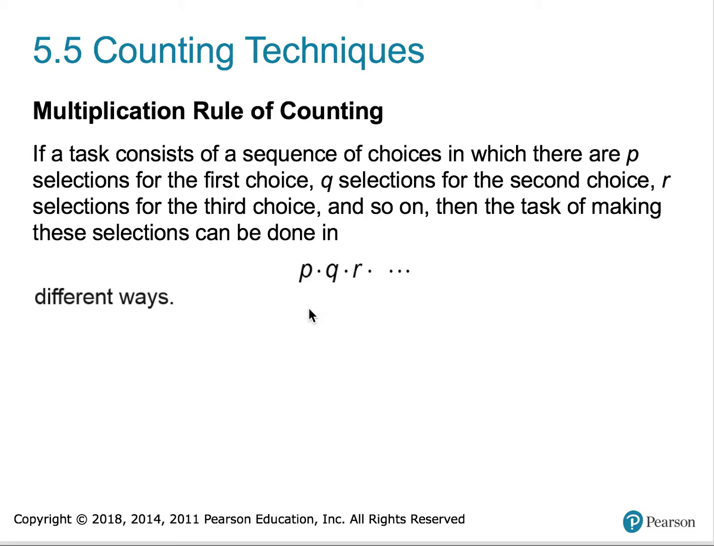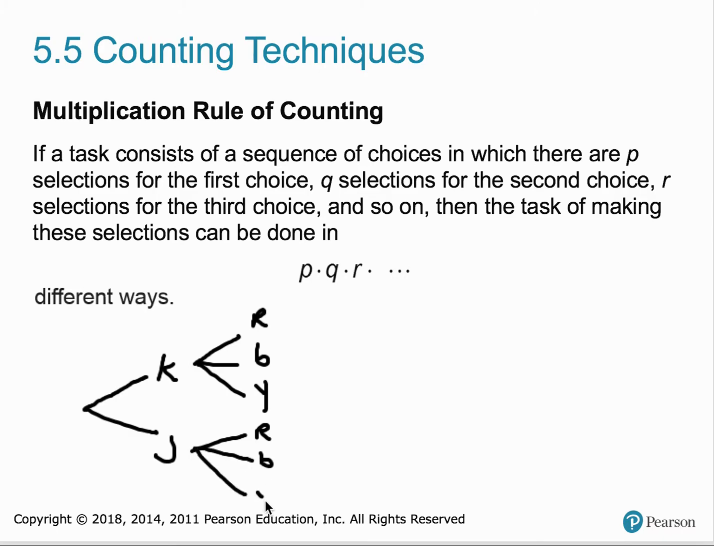So let's say you have 2 pair of pants, jeans and khakis, and 3 shirts, red, yellow, blue, and you want to know how many different outfits you can make. Well, with something called a tree diagram, we can say there's 2 options for my pants, khakis and jeans. And then for every one of these, if I'm wearing khakis, I can wear a red shirt or a blue shirt or a yellow shirt. If I'm wearing jeans, I can wear a red shirt, a blue shirt, or a yellow shirt.